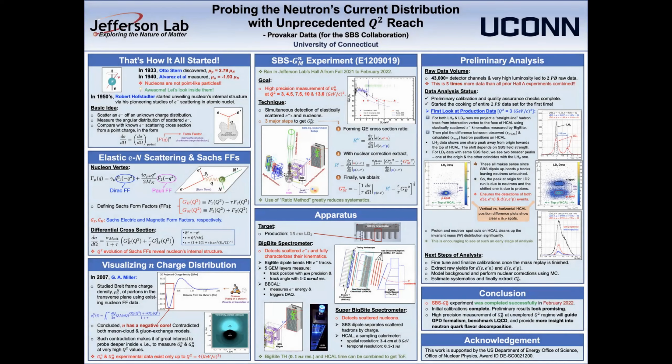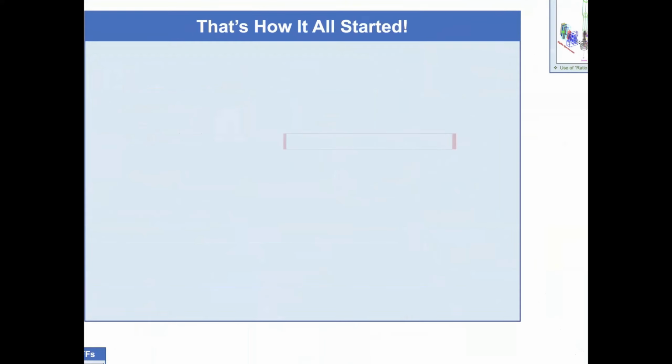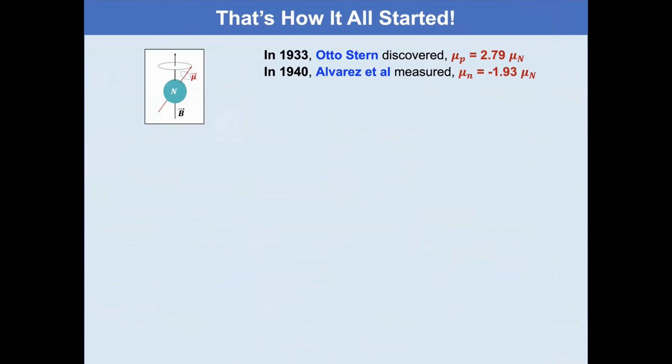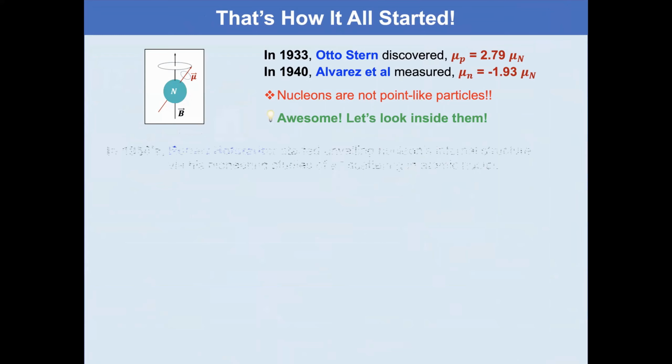Today I'll take you on a journey through the inside of a neutron. In the 1930s, the discovery of nuclear anomalous magnetic moment indicated that they are not point-like particles. It was startling, but at the same time meant that we could look inside them. In the 1950s, Robert Hofstadter started doing exactly that.